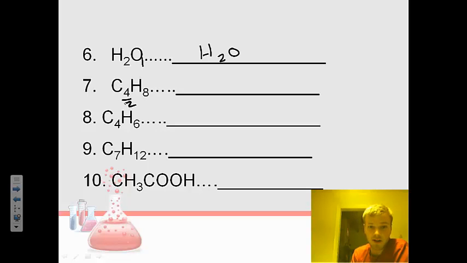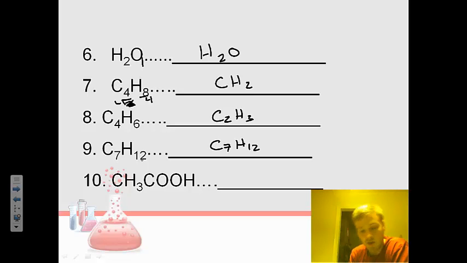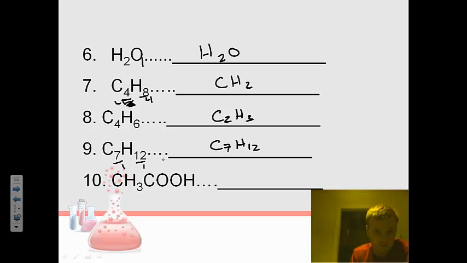This one, greatest common factor, divided by 4. Oops, not 2. 4. 4 should give me CH2. This one's going to give me C2H3. Next one, C7H12. This one was tricky. It is already reduced. There's nothing that goes into 7 that goes into 12 except 1. So if I divide by 1, it's going to stay the same.